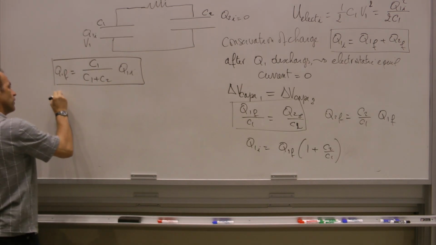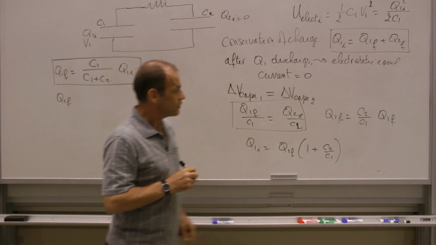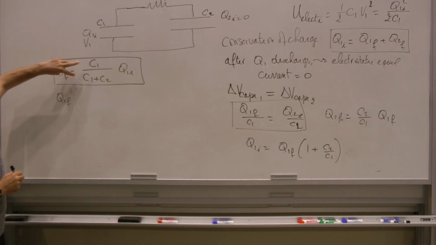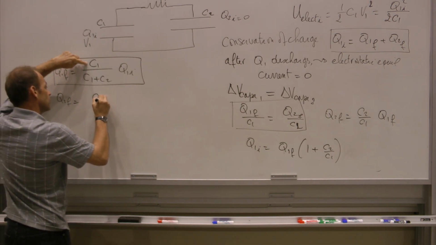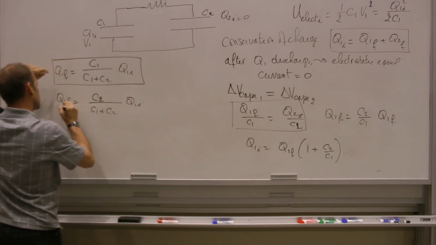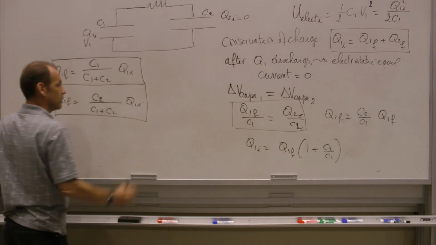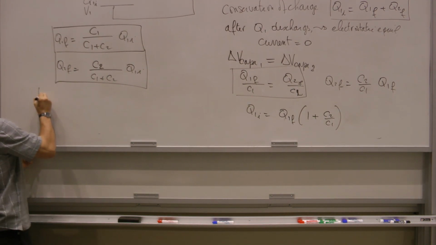As far as Q2 final, that's pretty easy because Q2 final is C2 over C1 times Q1 final. So the C1 cancels out, and I am left with C2 divided by C1 plus C2, Q1 initial. Here is the second value of the charge I was looking for. So what is the U electric final?